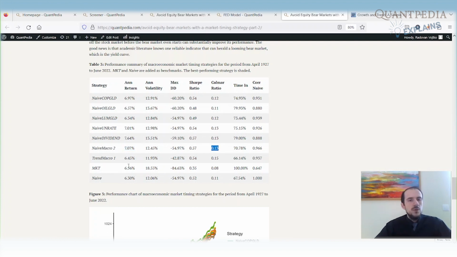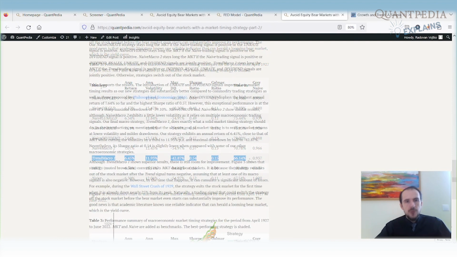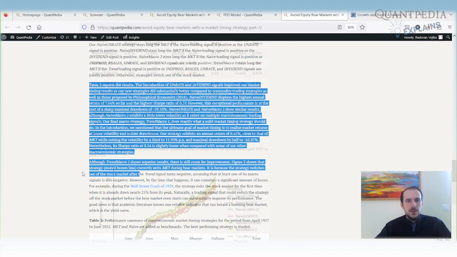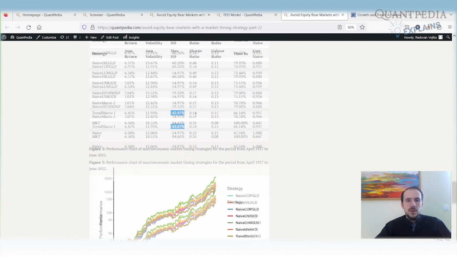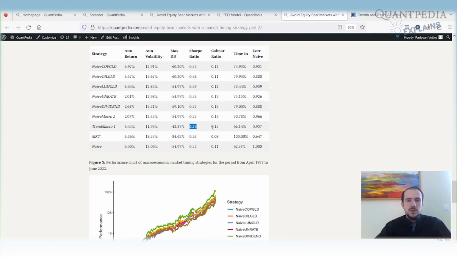And if we combine the macroeconomic signals together with the price signal, the complete strategy is written in the article, then the resulting trend and macro strategy improves even better. So we have the lowest drawdown, minus 42%, an interesting Sharpe ratio, and the highest Calmar ratio. That's how we can improve the price-based strategy with macroeconomic indicators.